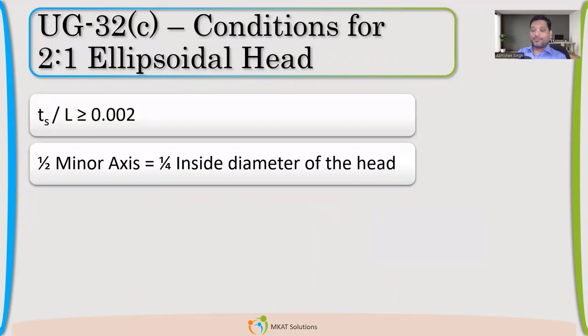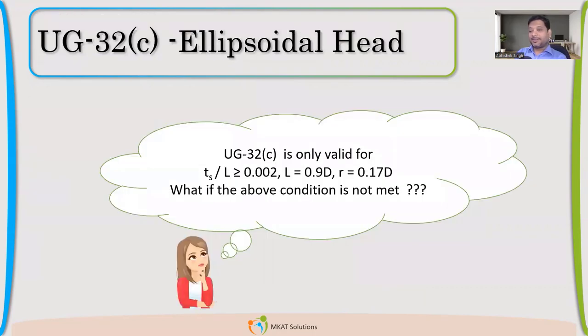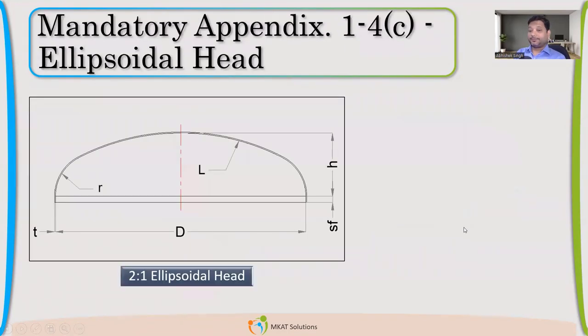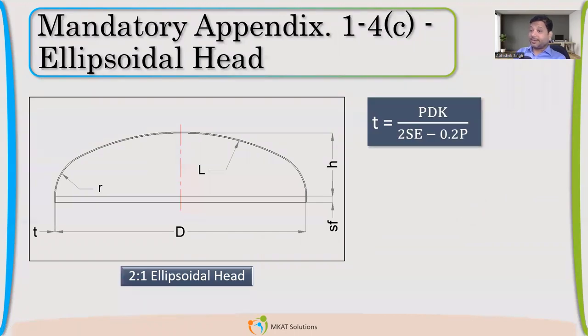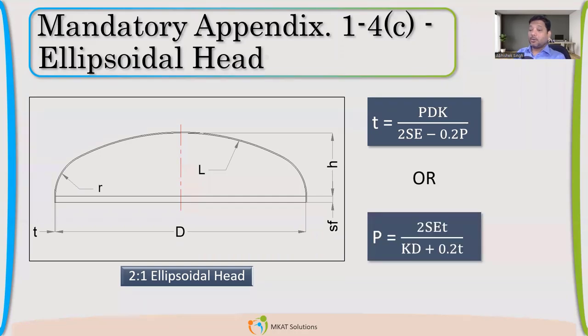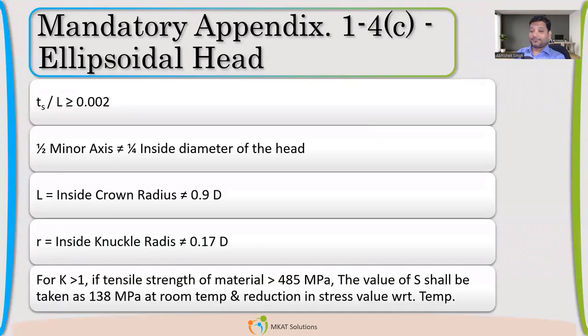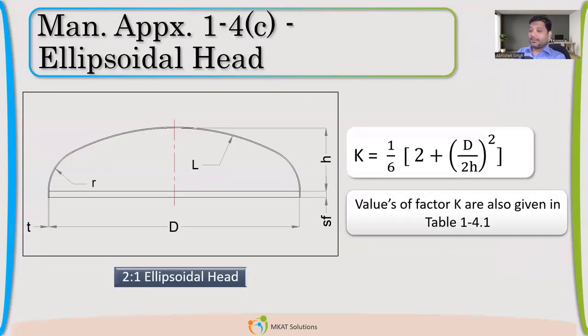Great. So that is what we are discussing here: if the conditions are not met, we have to go to appendix 1, even for TS greater than TL. If you are not meeting the ratios, we can always follow mandatory appendix 1-4C. There you can see that the K factor is coming. Now what is this K factor? This is how the K factor is defined.